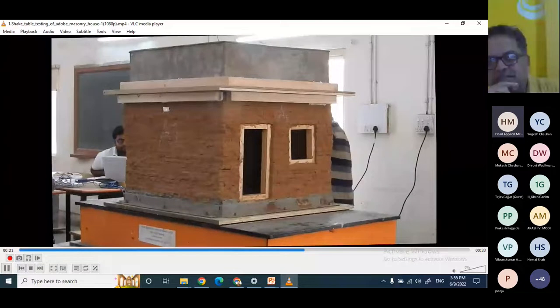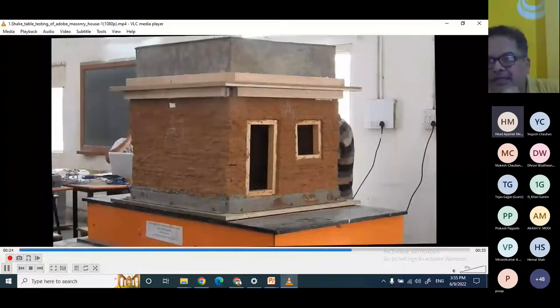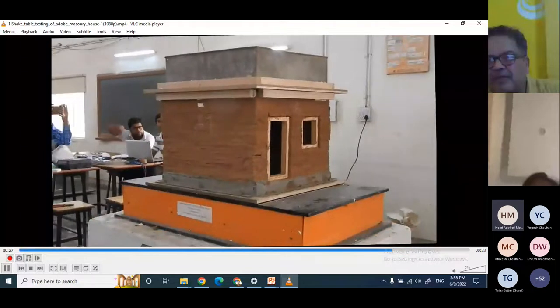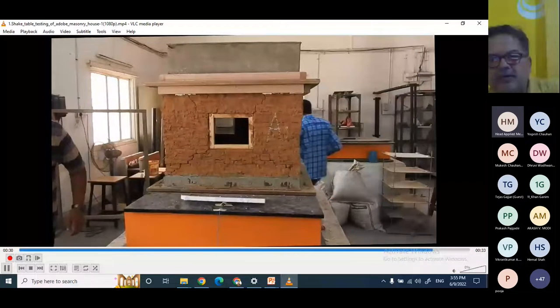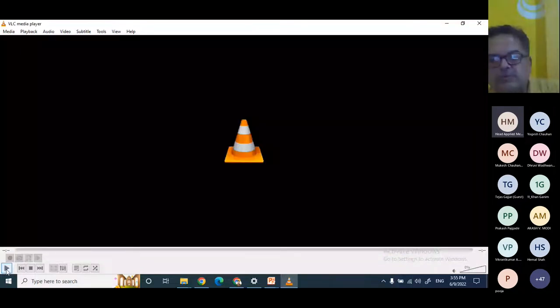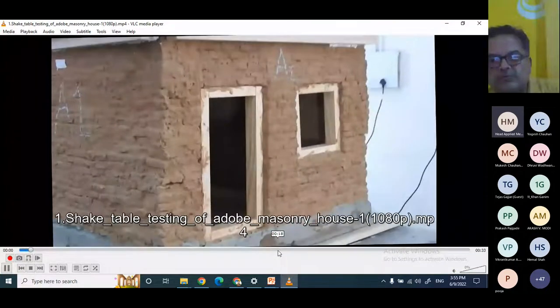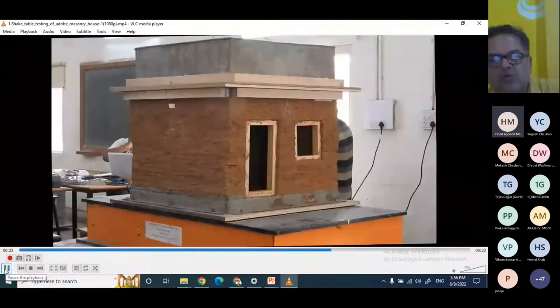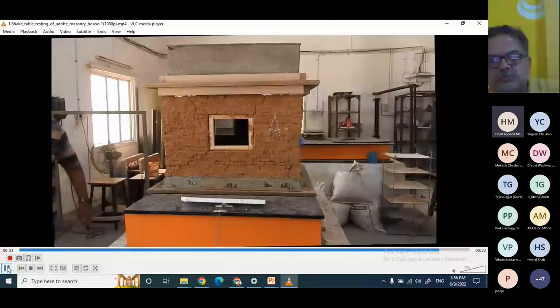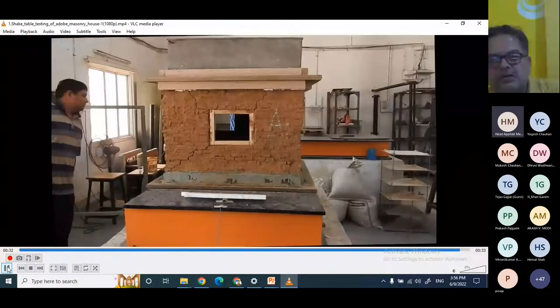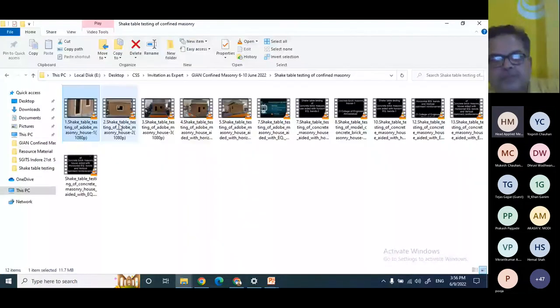If we increase the frequency, what will happen? You just see a lot of damage is observed. For small shaking, we have this type of failure. Now you see the failure is around the openings. You go for the second one.